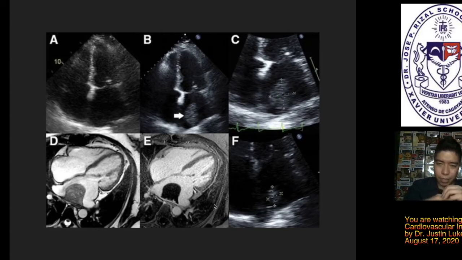So those are the four things that you should remember. To recap, the most common cardiac mass overall is still a thrombus. The most common benign primary cardiac mass would be your myxoma. The most common malignant mass in the heart would be metastasis. The most common primary would be angiosarcoma. So those are the things I want you to remember.